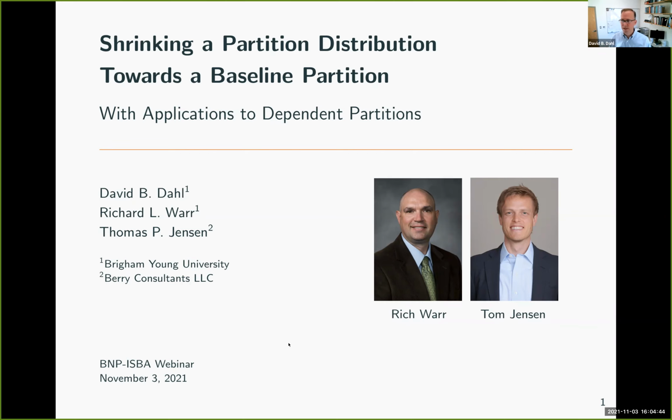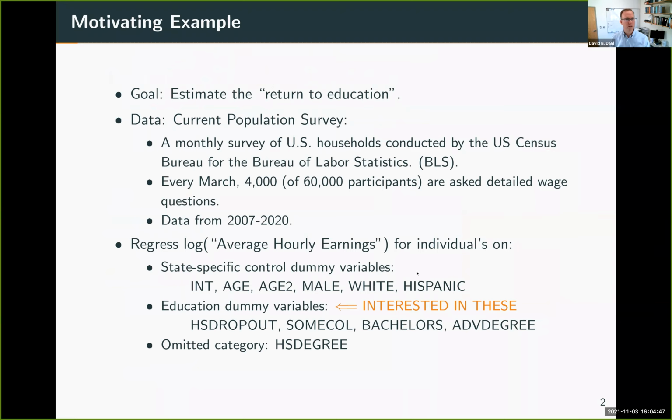Now, to motivate the talk, I want to give a little motivating example where we're going to be interested in looking at a regression where the left-hand side variable is the log of the average hourly earnings, and we want to regress that response on a bunch of covariates, but in particular we're interested in some education dummy covariates to see the degree to which a bachelor's degree increases your log average hourly earnings relative to a high school degree, or say how much an advanced degree would increase your wages.